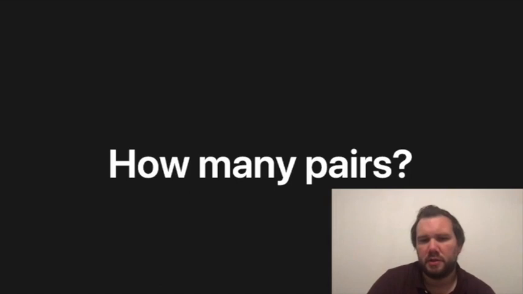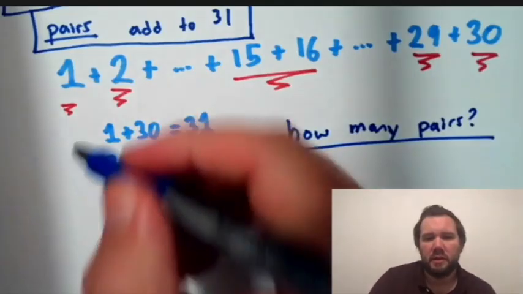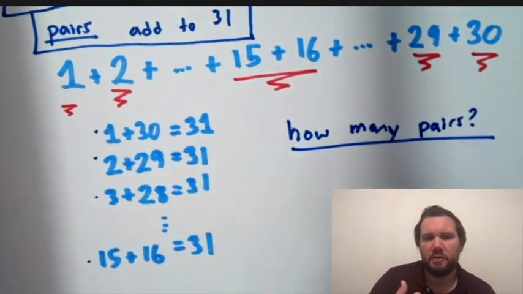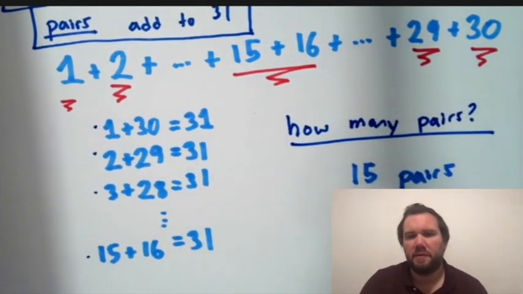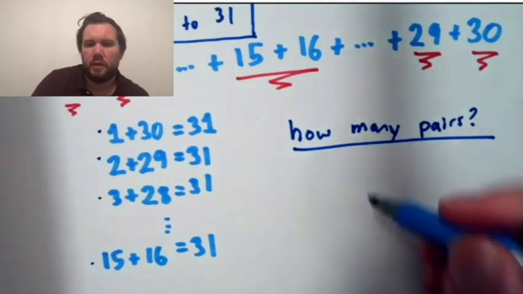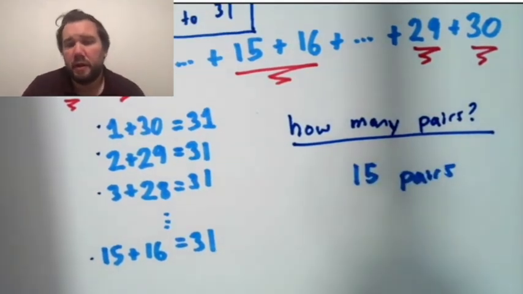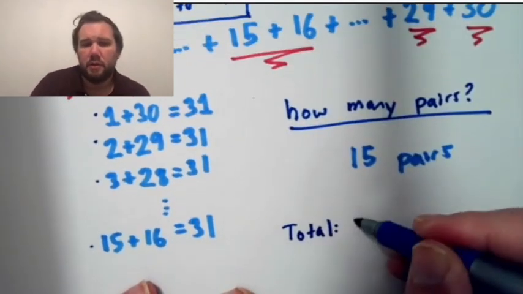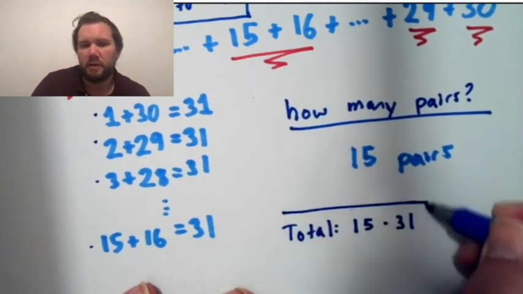So the next question is, how many of these pairs that added to 31 were there? And we can look and think about it. Okay, there's 1, 2, 3, all the way down to 15. So there are 15 total pairs. We have 15 pairs and each pair adds to 31. So the total will be 15 times 31.